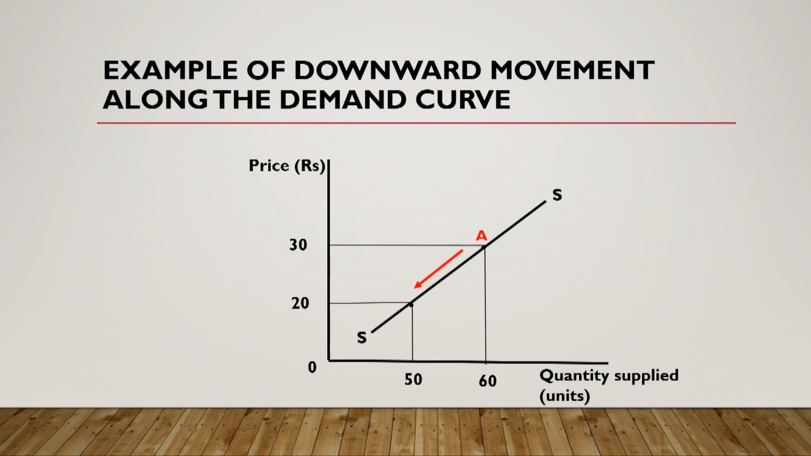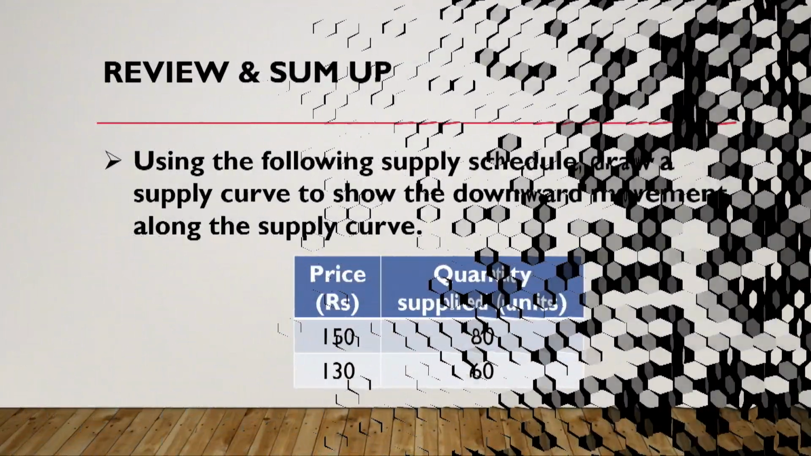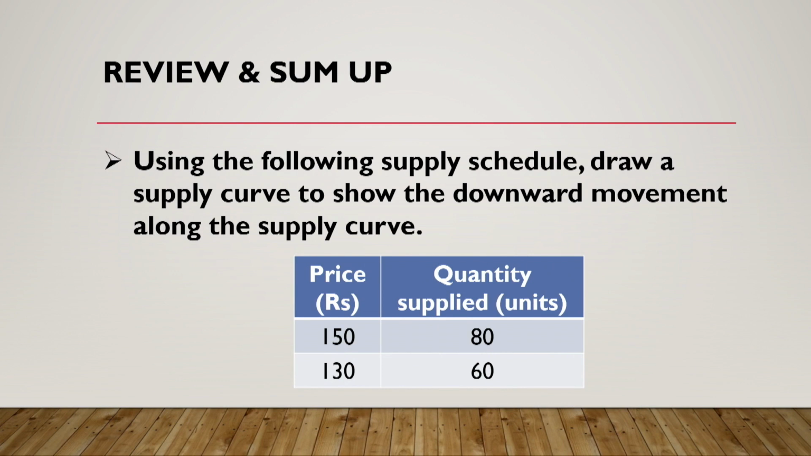As you can see, there is a downward movement from point A to point B as price decreases from 30 to 20 rupees and quantity supplied decreases from 60 to 50 units. Review and sum up. Using the following supply schedule, draw a supply curve to show the downward movement along the supply curve.